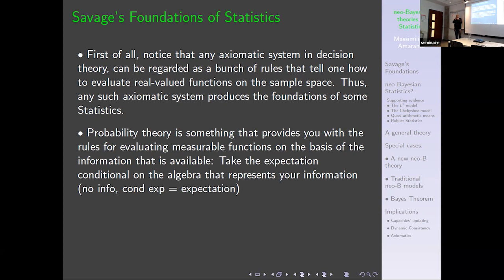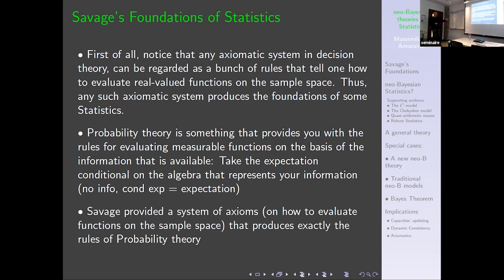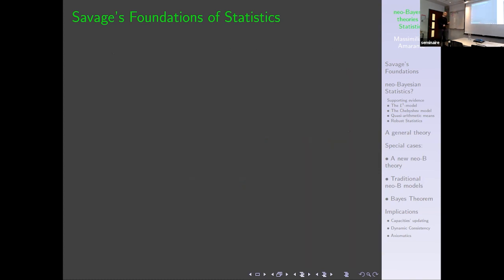What does probability theory tell you? It tells you, you want to evaluate this function. This is your information. Take the conditional expectation of this function given the information. Okay, notice that the case of no information is the case where the conditional expectation is equal to the expectation. Okay? And so, as I said, this is something that solves the problem. Okay, Savage, how does he solve the problem of foundations in statistics? By mapping these rules into these rules. Okay, so statistics into probability.